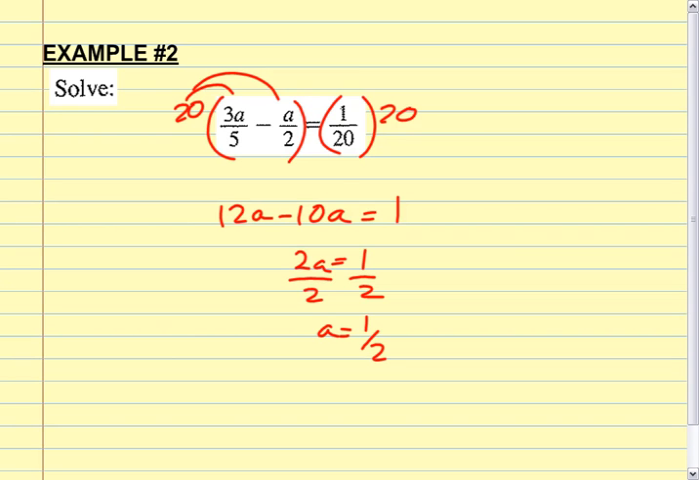Okay? If you don't feel comfortable with that yet, you're going to get better at it. But if you don't feel comfortable with that yet, then go ahead and multiply the fractions and reduce later. That's fine too. Okay? Always make sure you're doing it right. Okay, let's look at the next one.